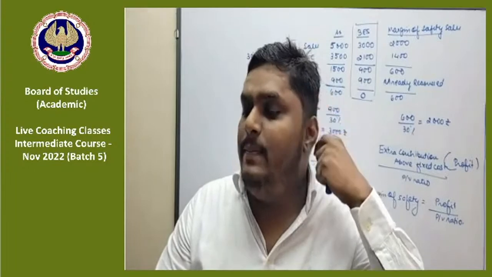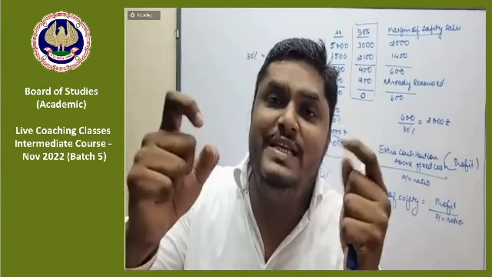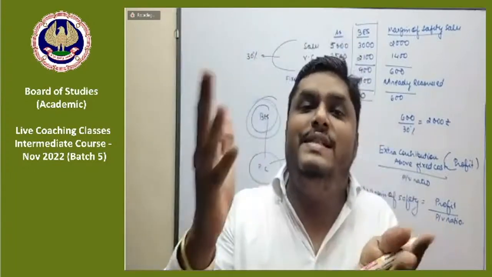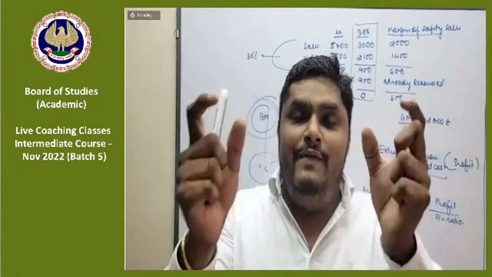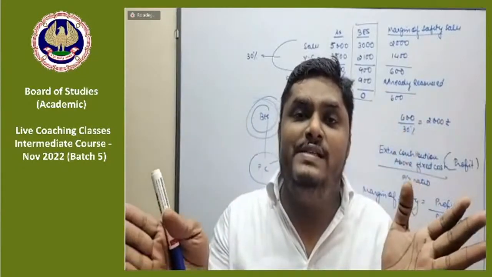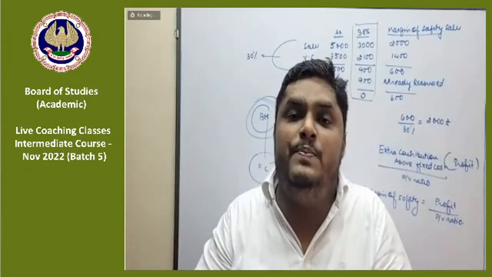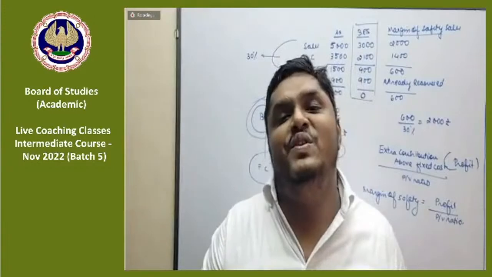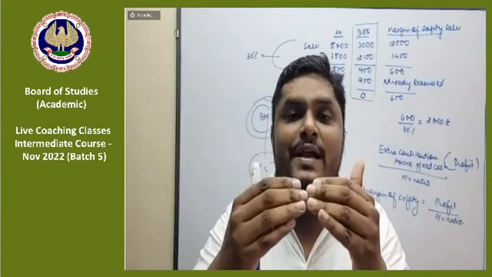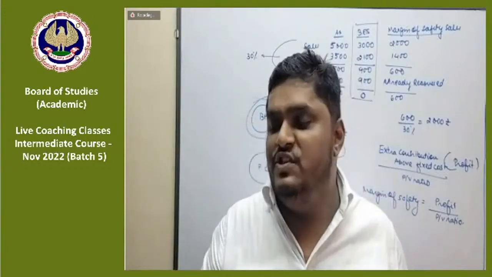Perfectly well said, Saipa Virali, that the extra sales over and above break-even sales is my margin of safety sales. And when talking about margin of safety sales, once you recover your fixed cost, the extra contribution we are getting is profit. That profit is from the margin of safety sales. So that's why I have said profit divided by PV ratio.